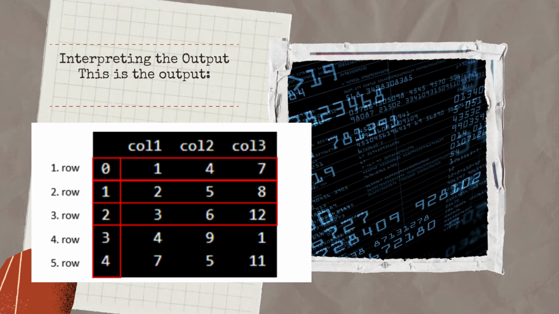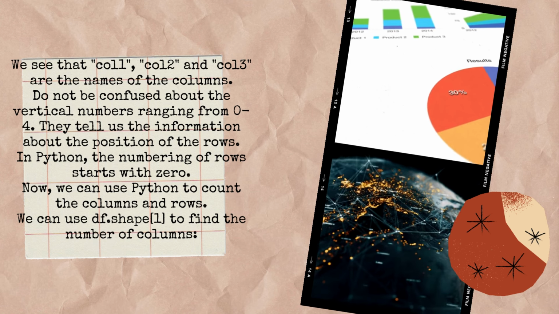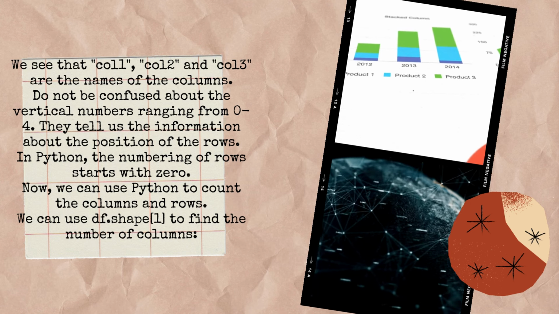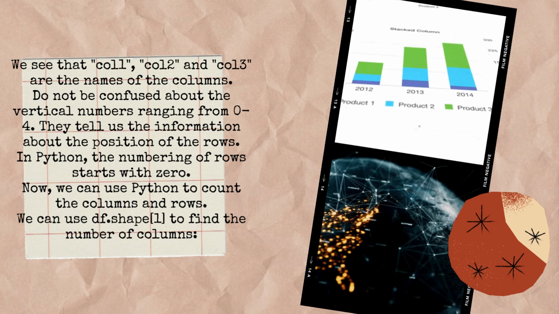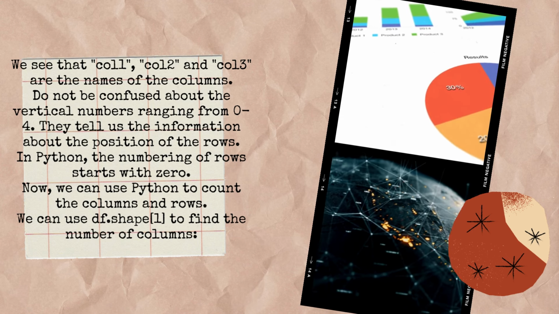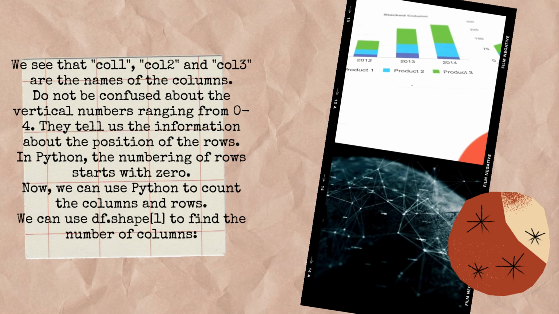Interpreting the output. This is the output. We see that col1, col2, and col3 are the names of the columns. Do not be confused about the vertical numbers ranging from 0 to 4. They tell us the information about the position of the rows. In Python, the numbering of rows starts with 0.